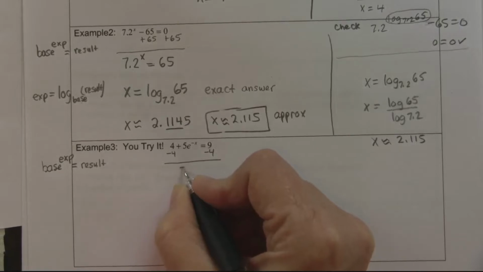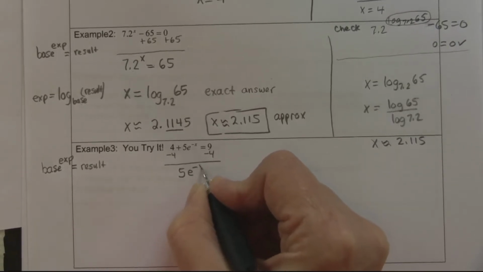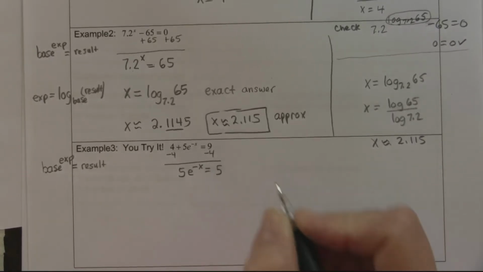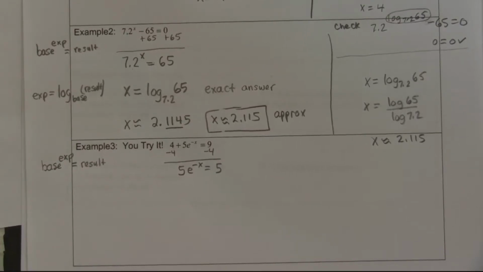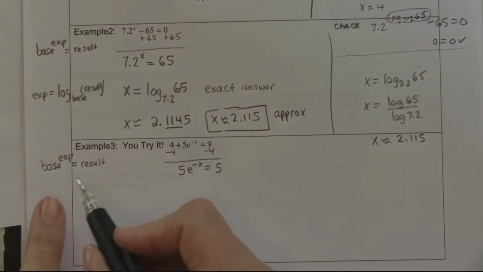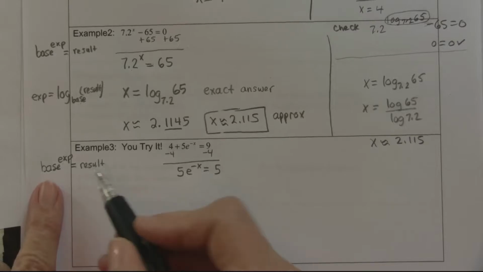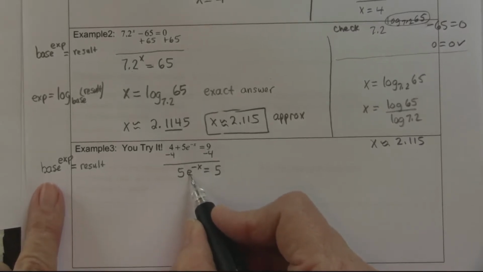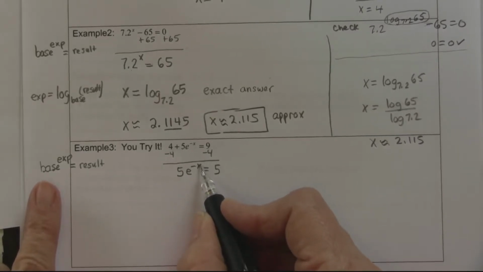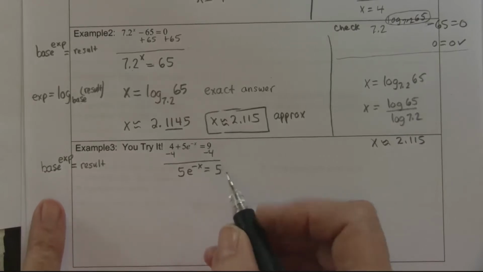So when the dust clears, we get 5 e to the negative x equals 5. And it's not exactly like it's supposed to, but it's closer, right? It needs to have a base, an exponent, and the result. The base is e, the exponent is negative x, and the 5 is the result on the other side.